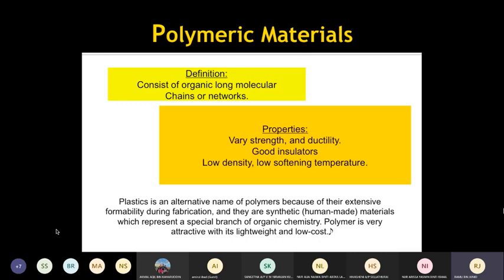Okay, so the definition: polymeric material consists of organic long molecular chains or networks. So it is a network. It is actually one molecule of a substance, and then a repeating unit of that molecule, and then it will become a polymer. It is a repeating unit. For example, like atom and atom and atom, and then finally it will become one big metal, or one big solid.